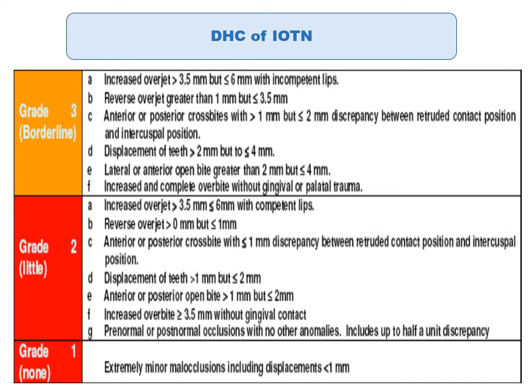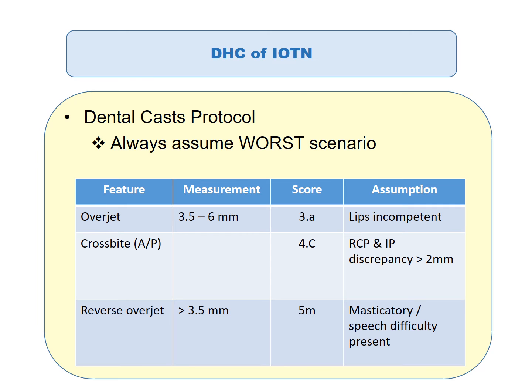After that you have grade 3, which is considered borderline need for treatment, grade 2 very little need for treatment, and grade 1 no treatment is indicated. Now the dental health component of IOTN can also be used on a dental cast, and in the dental cast protocol we always assume the worst scenario.